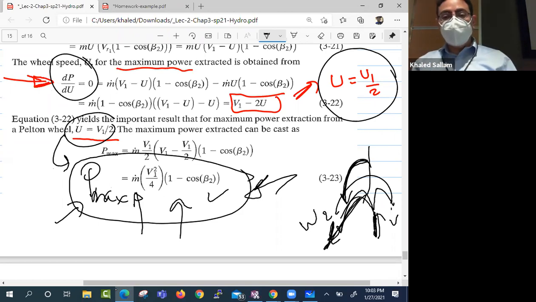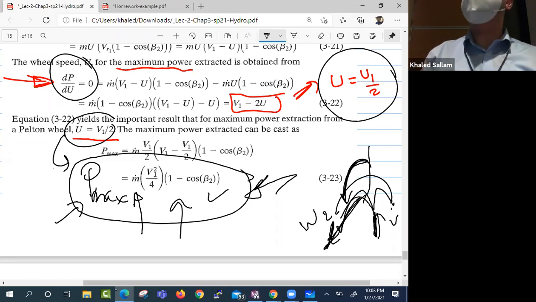I think we are out of time. Huh? U is always the plate velocity.